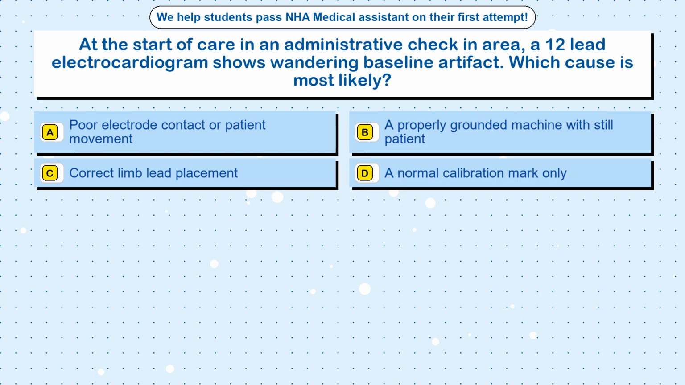Question 76. At the start of care in an administrative check-in area, a 12-lead electrocardiogram shows wandering baseline artifact. Which cause is most likely? Option A, poor electrode contact or patient movement. Option B, a properly grounded machine with still patient. Option C, correct limb lead placement. Option D, a normal calibration mark only.